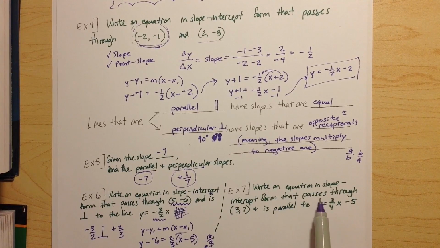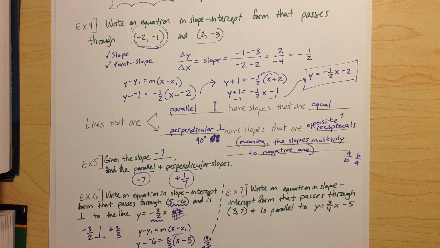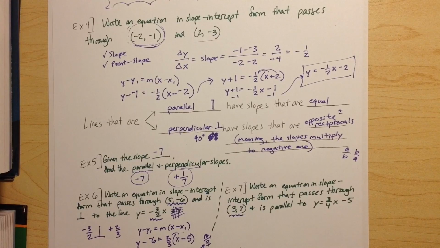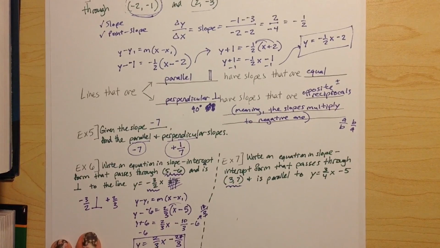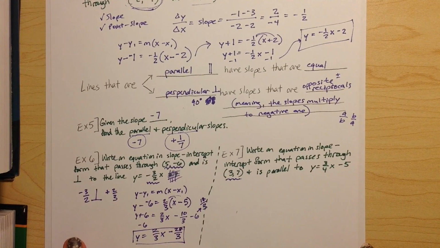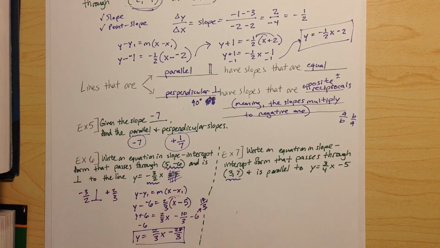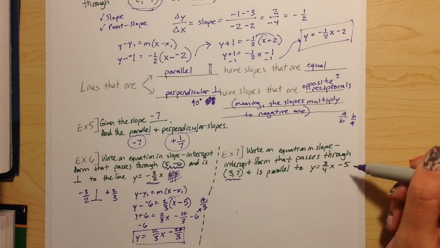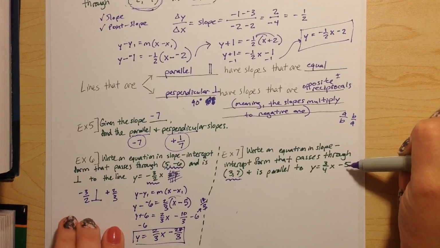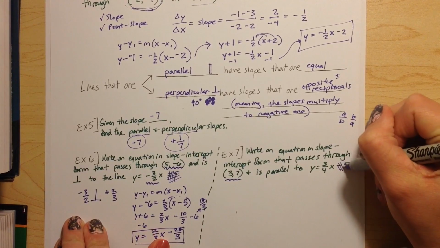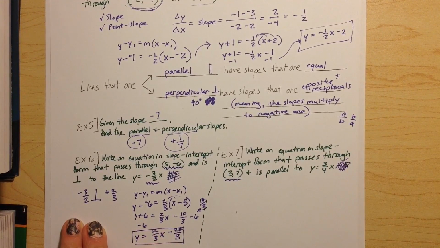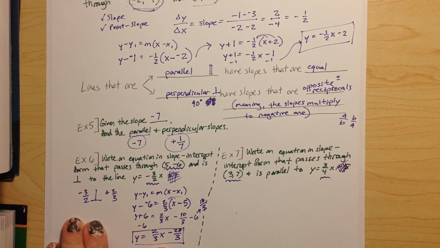Last one, write an equation in slope-intercept form that passes through 3, 7, so again, that's important, and is parallel to, oop, I'm sorry, you guys couldn't see that last part. There's the last part of the question. Sorry about that. Last one more time. That point is important, that 3, 7, and it is parallel to y equals 3/4 x minus 5. Once again, the fact that this y-intercept is -5 is not important to us. But this slope is.